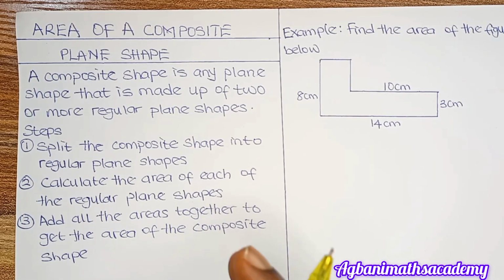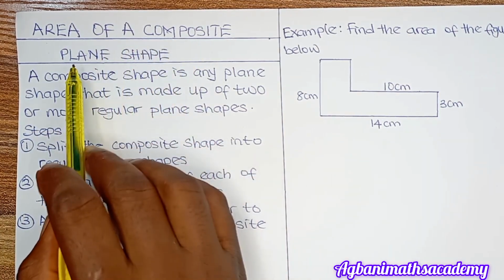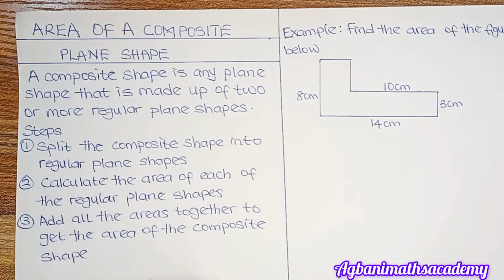We are still continuing our series on area of plane shapes. In this particular video, we are looking at area of a composite plane shape. So the first thing we need to know is what is a composite plane shape?